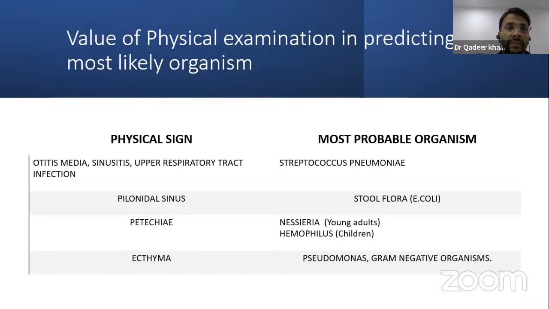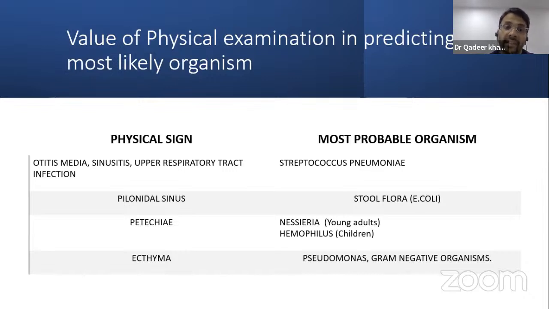And the most physical examinations in predicting which organism is most likely prevalent from the sites of infection, like as we see in otitis media, upper respiratory tract infections, sinusitis, and upper respiratory tract infections. The most common organisms are gram-positive, like Streptococcus pneumoniae.